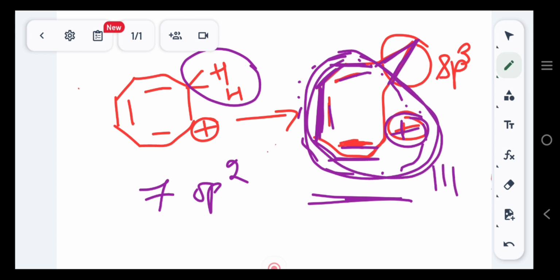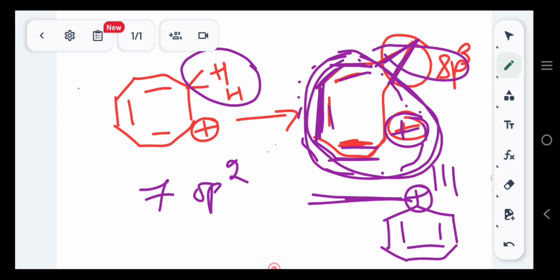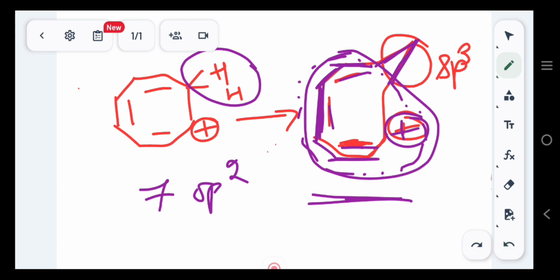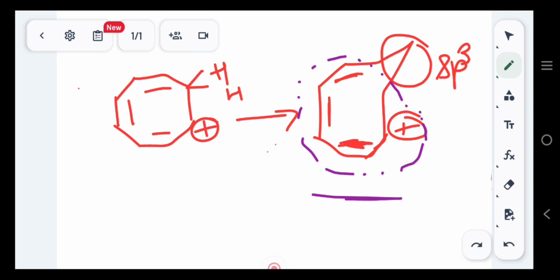This is similar to that of the tropylium carbocation: 7 carbon atoms, 3 double bonds, 1 positive charge. So, if you remove this sp3 hybridized carbon atom, this system is aromatic. But if you have this sp3 hybridized carbon atom, it is said to be a homoaromatic compound.